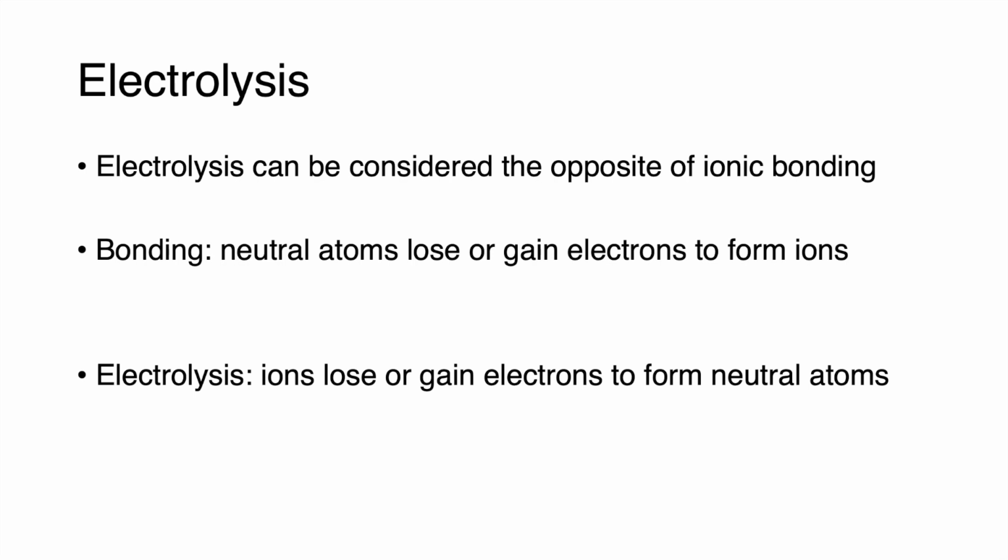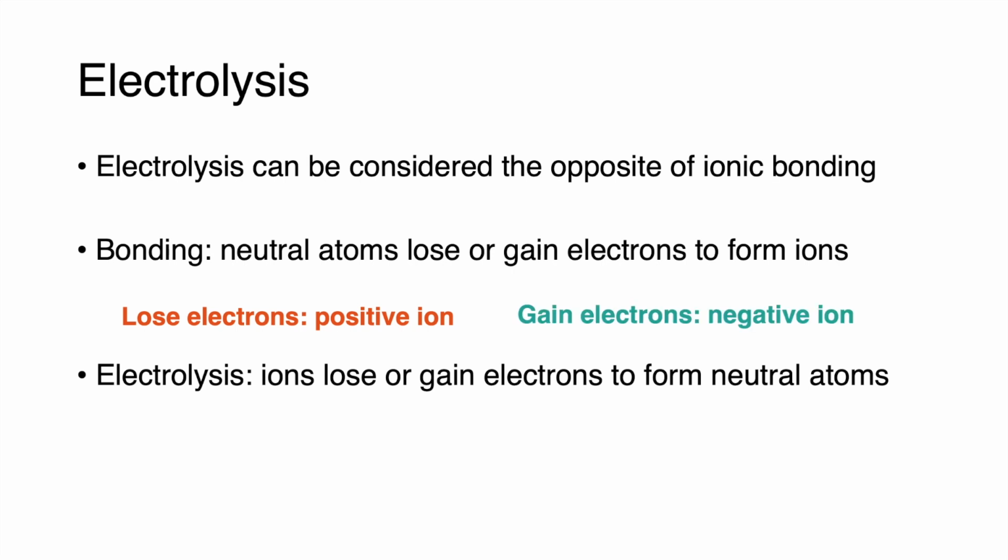A lot of students can grasp the concept of atoms losing or gaining electrons to form ions in bonding, so losing electrons gives a positive ion and gaining electrons gives a negative ion. The oppositely charged ions are then attracted to each other in ionic bonding, forming the compound. So we've gone from individual elements to forming a compound made of multiple elements.